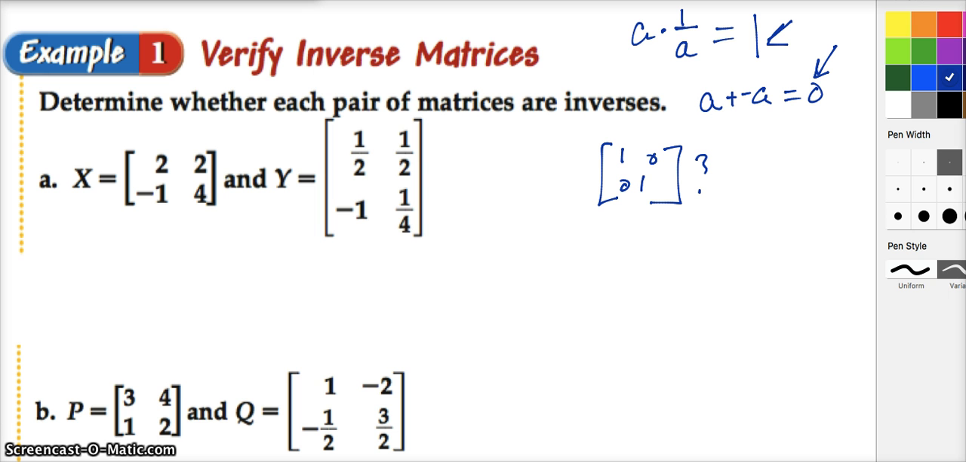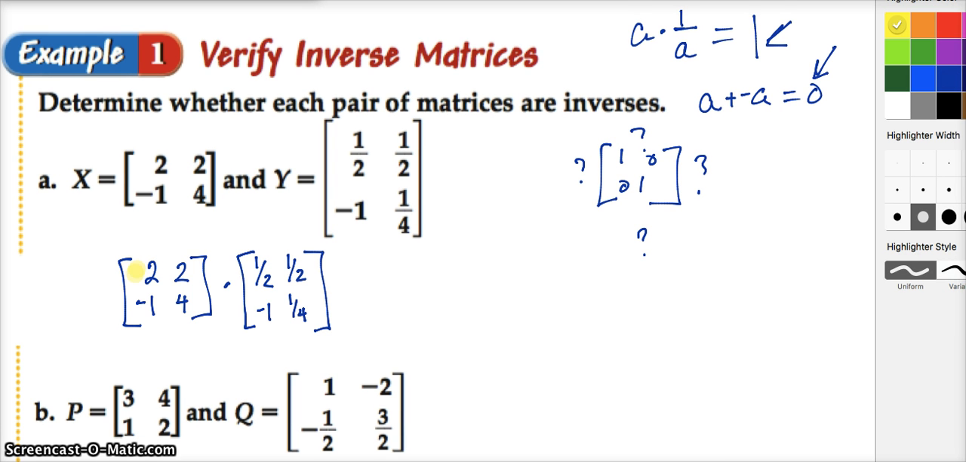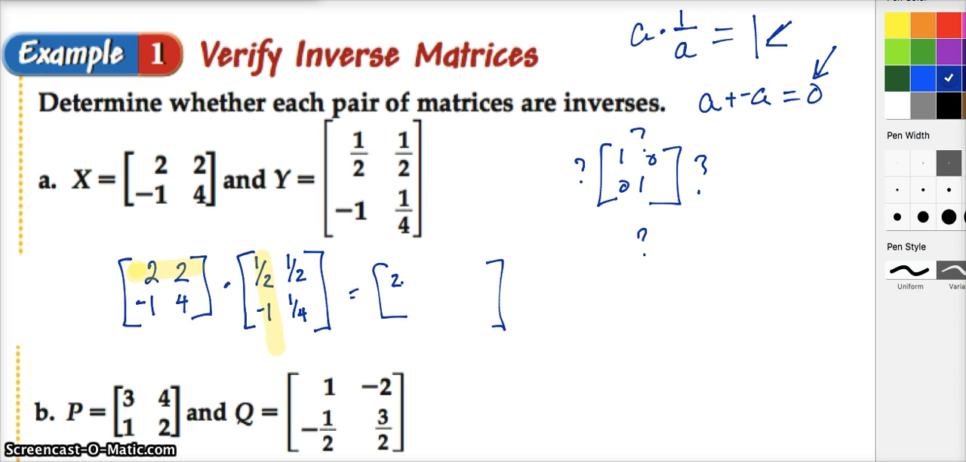So this is what we're determining. If we can see this, then we're going to say, okay, yeah, we got it. All right. So let's go ahead and multiply. We know the deal. We're going to multiply across and down, and then we'll see if we get the identity matrix. So let's go. So 2 times 1/2, plus 2 times -1 is what we'll put in this first quadrant.